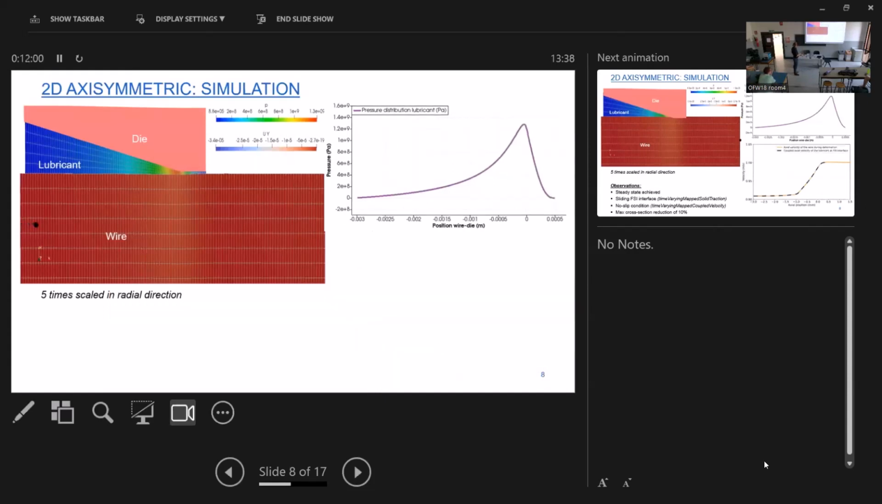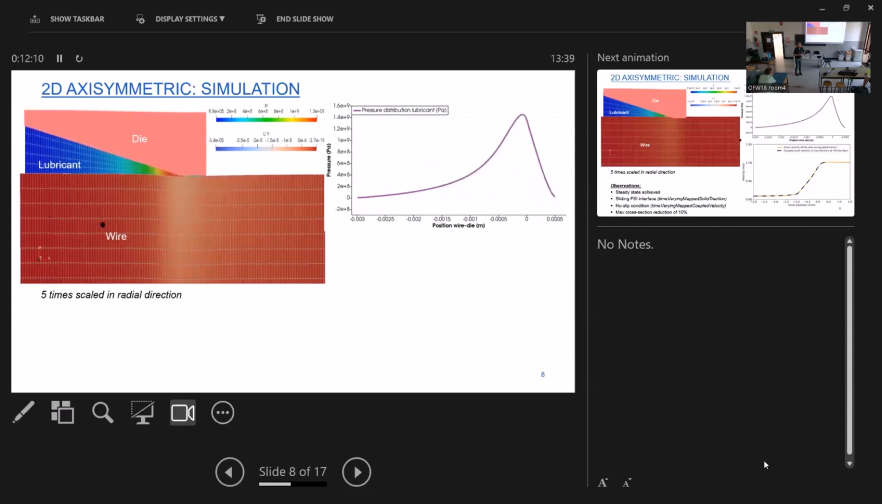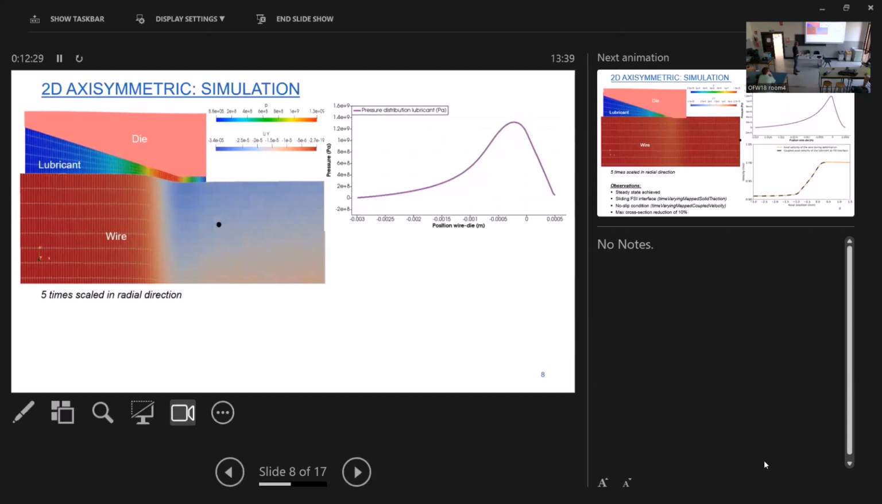So the die is decreasing its diameter. Here you can see the pressure distribution of the lubricant. This black dot represents actually the moving wire, because it's not that clearly visible, but each time a layer is added. Why do we have to do that? To avoid detrimental oscillations during coupling. And at a certain point, the die diameter has reached its final position. We achieved here a steady state calculation.